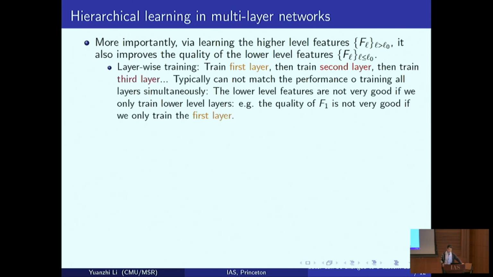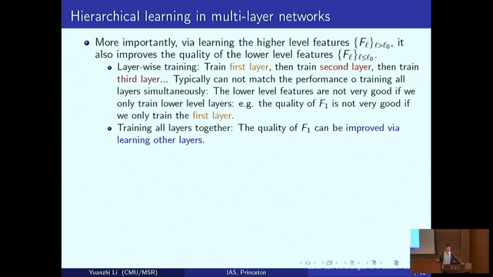The concrete evidence is the layer-wise training process, where you just train the first layer and you fix it, and then you train the second layer, and then you train the third layer. It typically cannot match the performance of training all the layers simultaneously. So the lower level features are not really very good if you only train them by themselves. It's just when you train all the layers together that the quality of the features can get improved, even in the later stage of the training process.